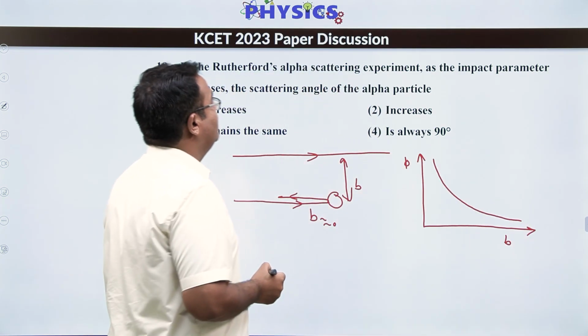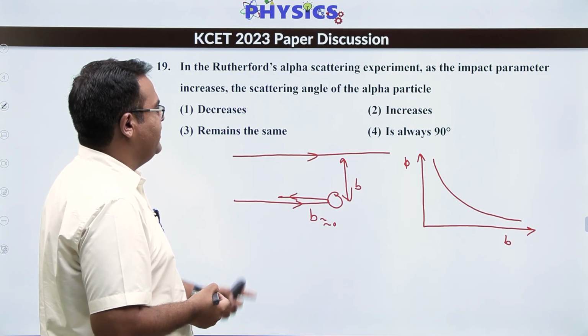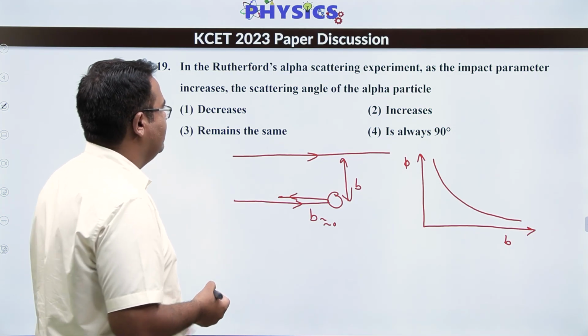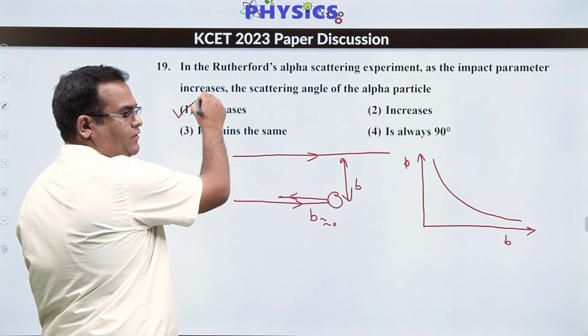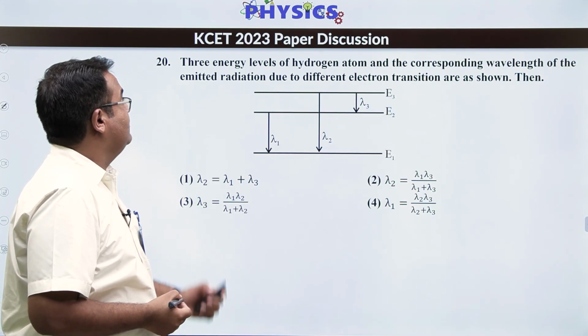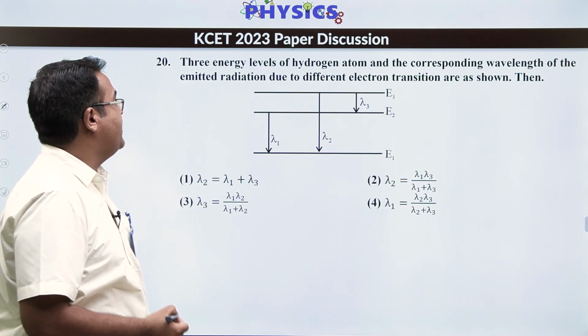So therefore, as impact parameter is increased, scattering angle will decrease. So answer should be 1. Is this clear? Okay.